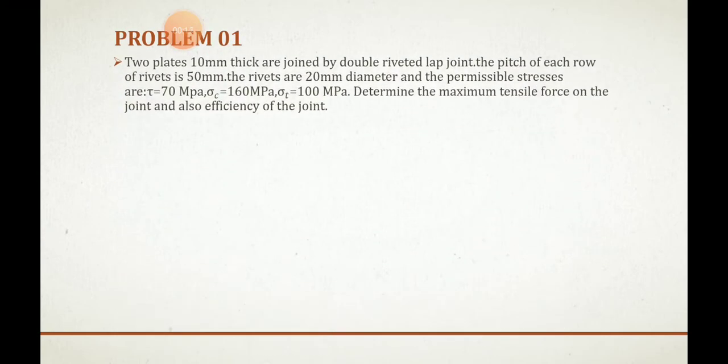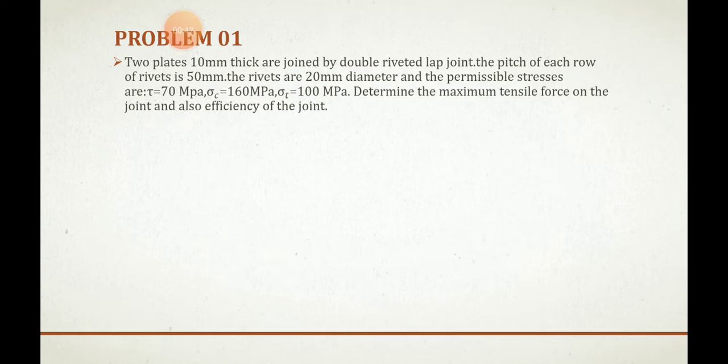I will read out the problem. Two plates 10 mm thick, that is T is given, are joined by a double riveted lap joint. The pitch of each row of the rivets is 50 mm. The rivets are 20 mm diameter, that is the diameter of the rivet, small d, is given.